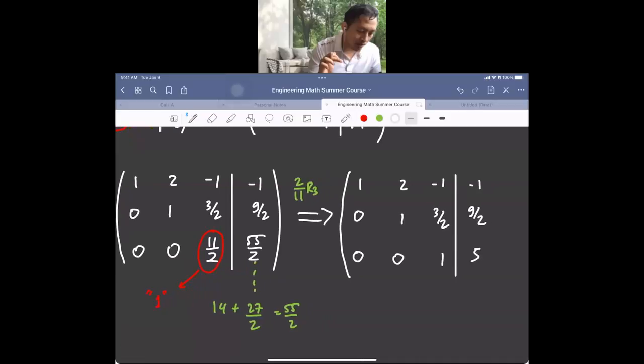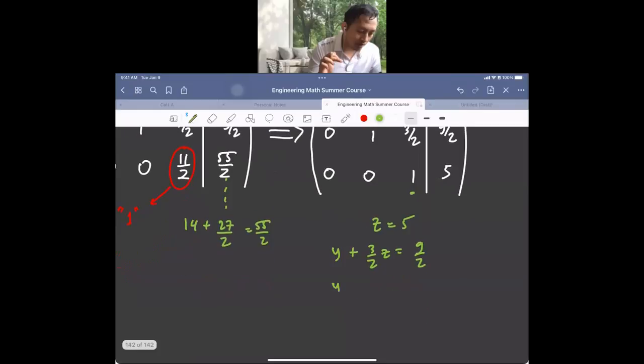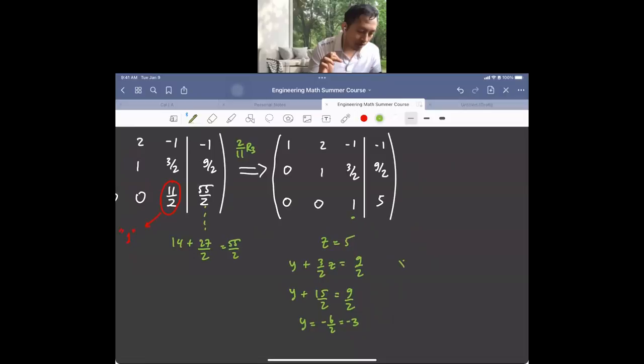0, 0, 1. And then 2 over 11, this is just 5. Okay. Now we see that from here our solution is, if this is z, then z is equal to 5. And then y plus 3 over 2 z is equal to 9 over 2. So you can get y plus 15 over 2 is equal to 9 over 2. So y is 9 minus 15 is negative 6 over 2, or negative 3.